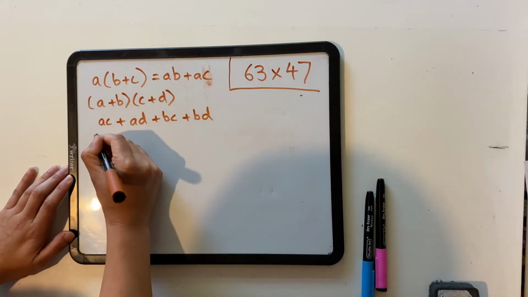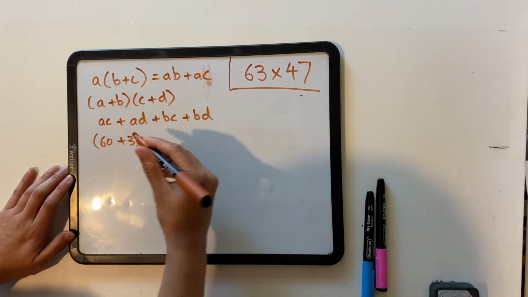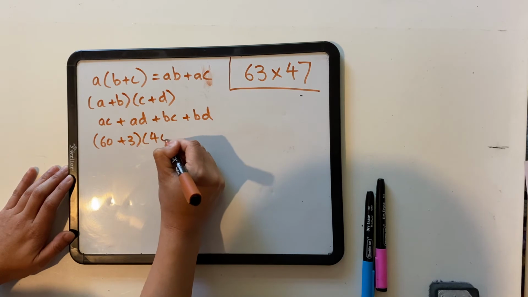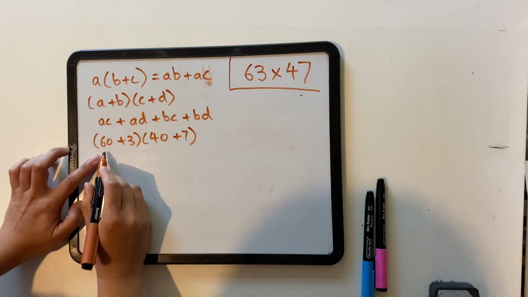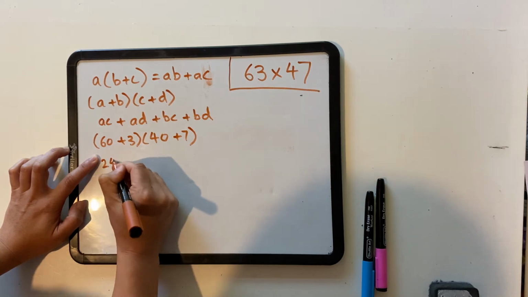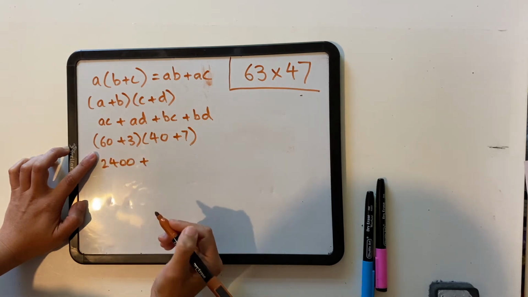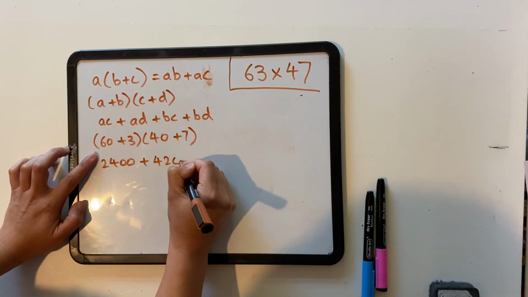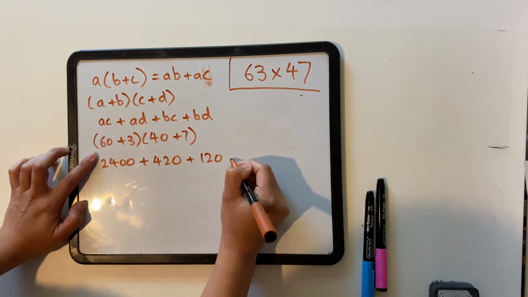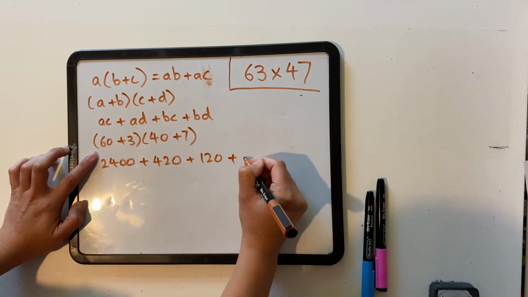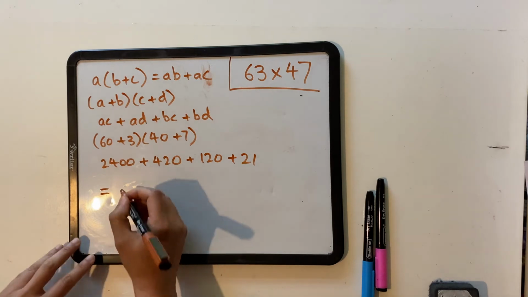So 63, we can split that up into 60 plus 3. 47, we can split that up into 40 plus 7. And then you just follow this format. So 60 times 40, 2,400. 60 times 7, 420. 3 times 40, 120. 3 times 7 is 21. So you add all those together and you get the same number as before.